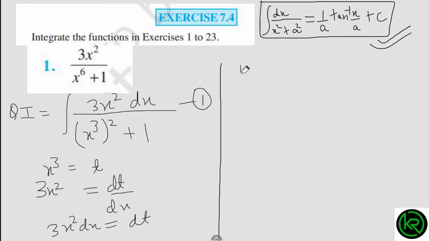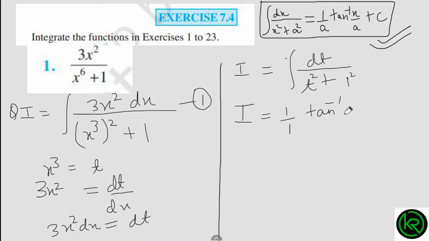Okay, I will change into the integral of dt, and x cube is t, so t square plus 1, we can write 1 square. So here we will use this formula, dx upon x square plus a square equals 1 upon a tan inverse x upon a. So now I will be equal to 1 upon 1, a is here 1. So tan inverse t upon 1 plus c, and t value is x cube. So our answer will be tan inverse x cube plus c. Okay, this is our answer.